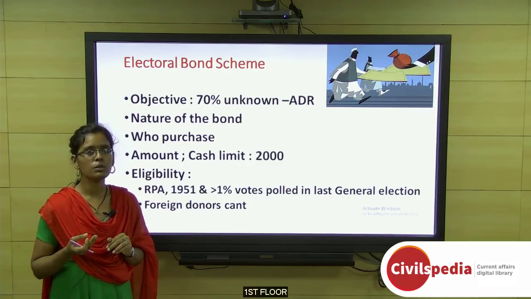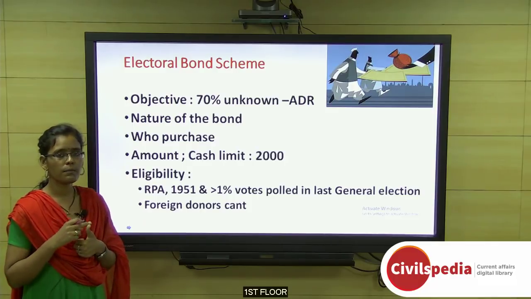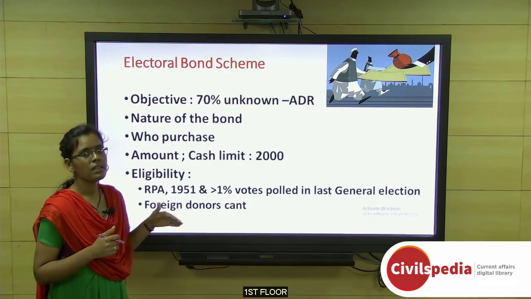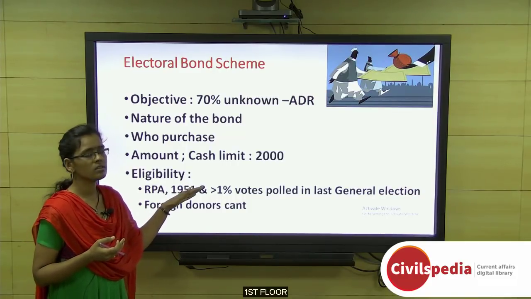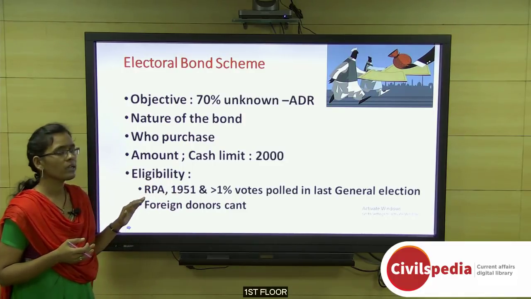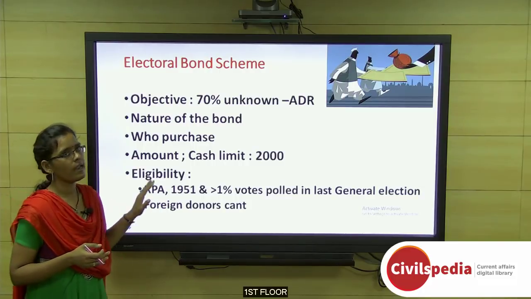So who is eligible to get this electoral bond? First, a political party registered under the Representation of People Act 1951, and the political party which has secured more than 1% of the total votes polled in the last general election. Those parties alone have electoral bond eligibility, and no foreign donors can participate in this electoral bond.